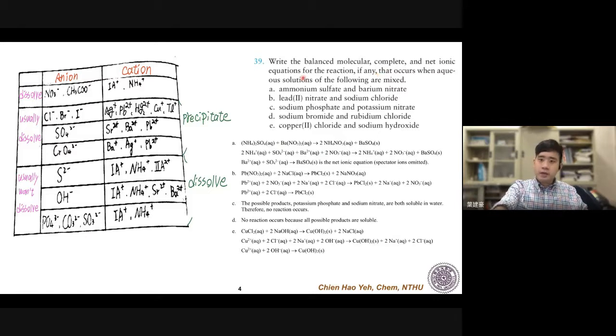And the net ionic equation is very simple. The net ionic equation just tells me what happens, because we already know that there will be some cations and anions in this cup of mixture, and if no precipitate has formed, then you don't need to write any reaction because nothing happens.